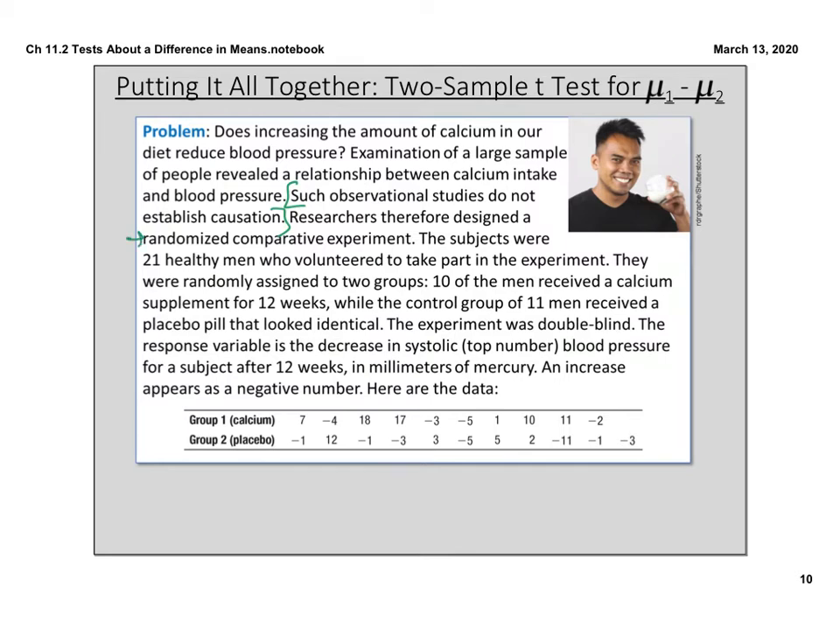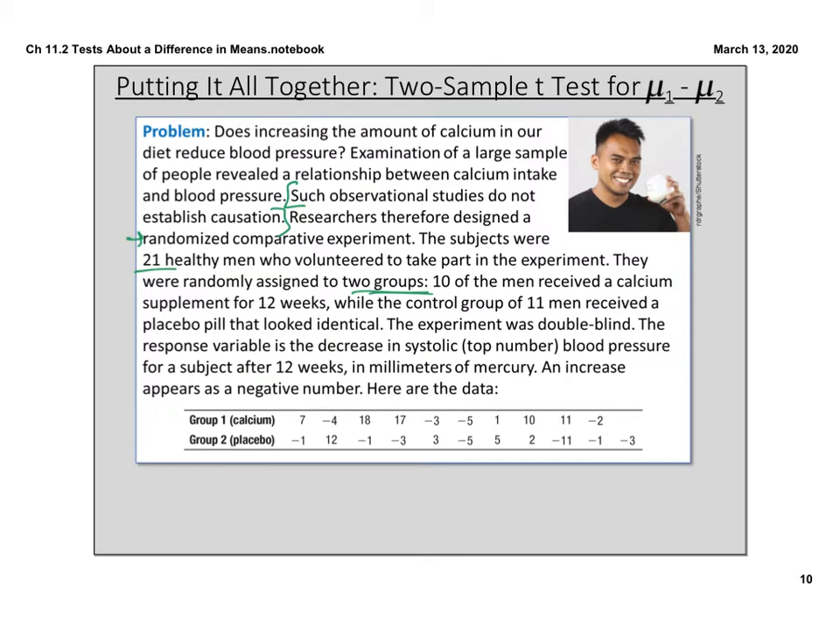Great. The subjects were 21 healthy men who volunteered to take part in the experiment. They were randomly assigned to each of 2 groups. Okay, so we're taking 21 people and we're assigning them to 2 groups. 10 of them received a calcium supplement for 12 weeks, while the control group of 11 received a placebo. The experiment was double-blind. Double-blind means the recipients and the person giving the treatment, neither one knows who's getting what.